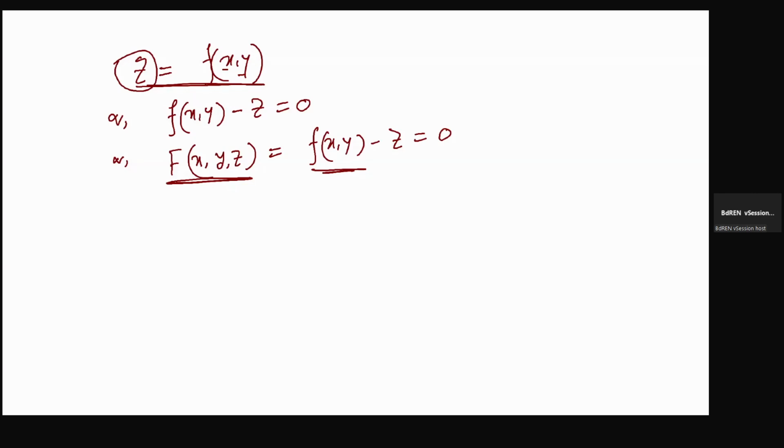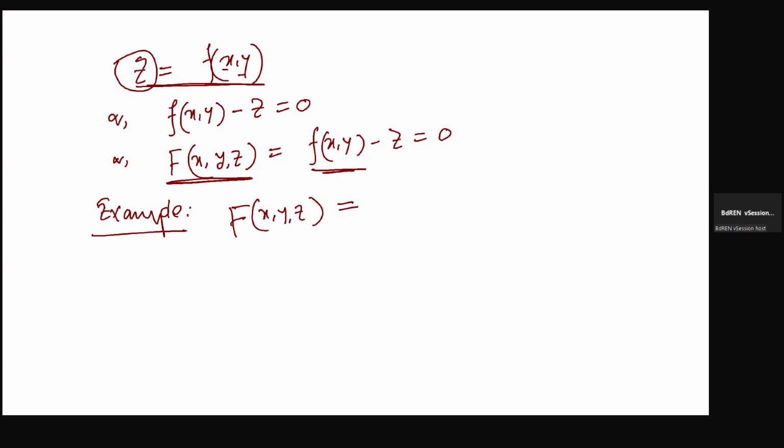So let us take an example. Now can you see? Can you see? Yes, sir, we can see.